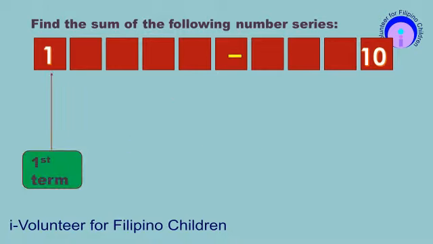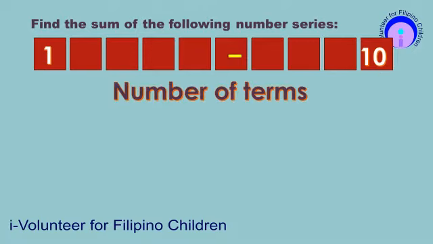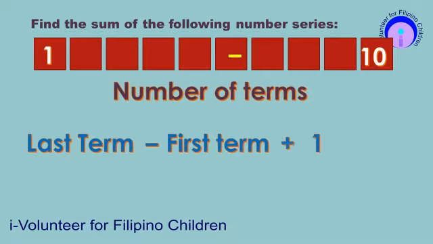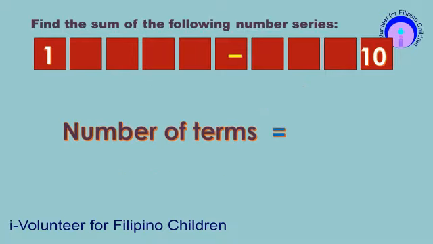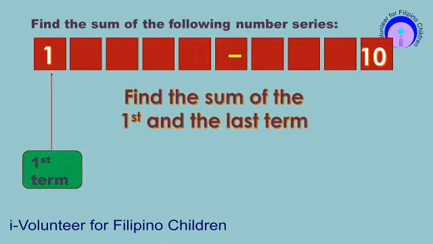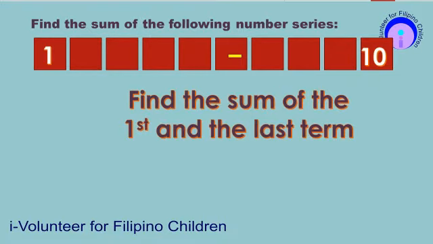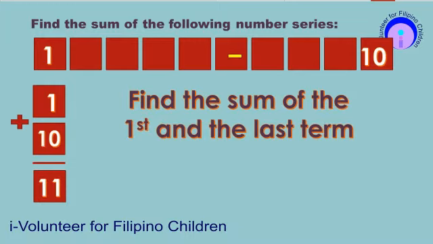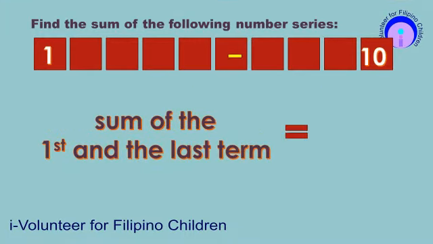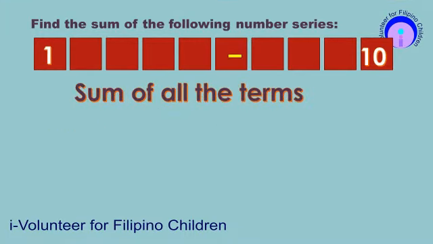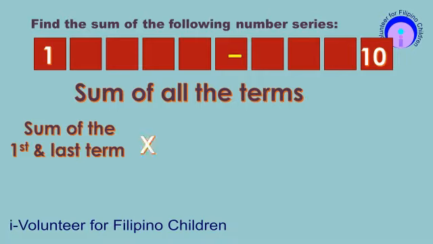Let's identify the first and the last term. Now let's find the number of terms: last term minus the first term plus 1. Now let's find the sum of the first and the last term. Now let us find the sum of all the terms.